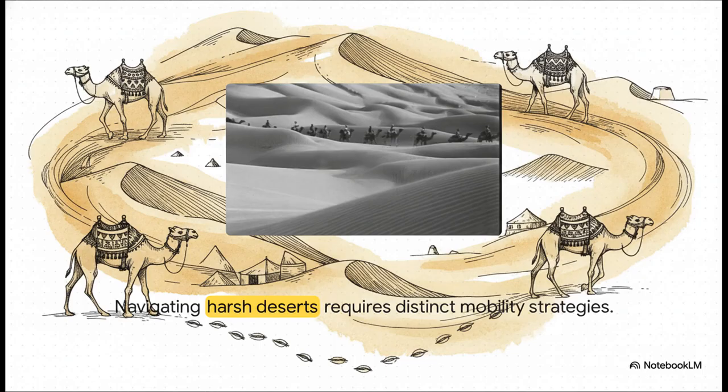Now, contrast that with navigating endless desert dunes. Out here, a boat is completely useless, right? Instead, mobility and animal husbandry, specifically relying on caravans of camels, those become the absolute core of the culture. The harsh, dry environment is essentially writing the rulebook for how that society must function just to survive.